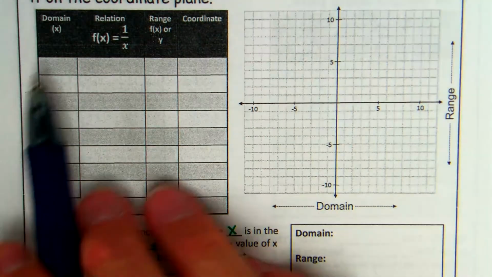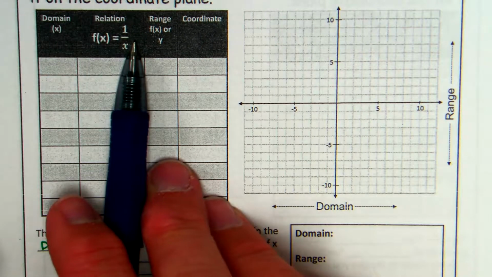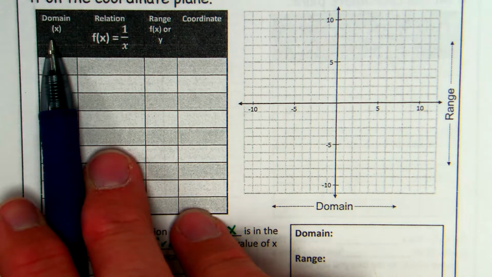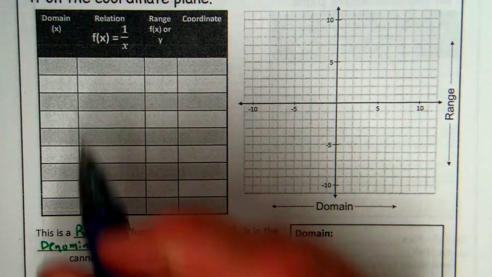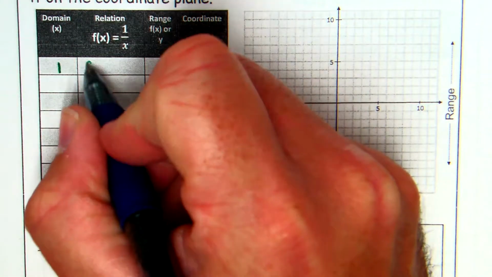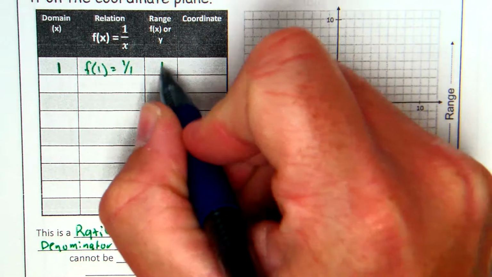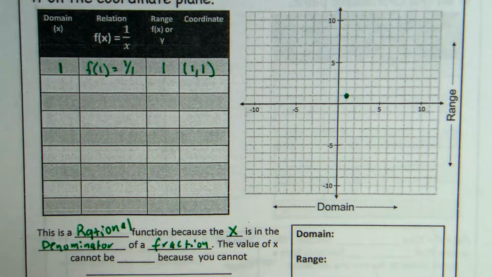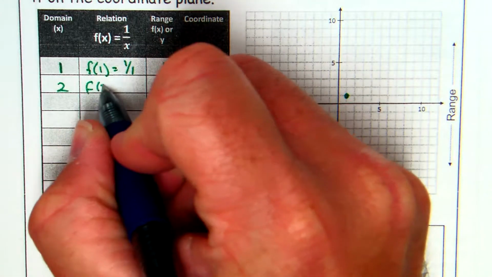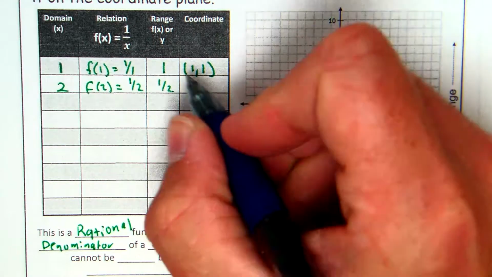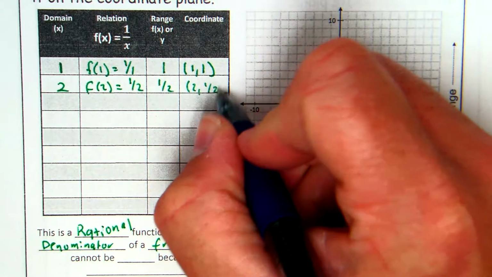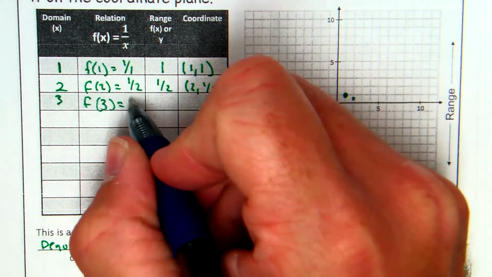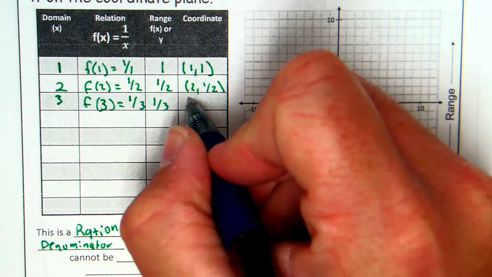And just like before, I'm going to make up some domains. I'm going to plug them in and see what I get to come out. Remember, the goal of our relation, or this function, is to take x's and map them to f of x's or y's. So, for example, if I were to stick in a 1, f of 1 is 1 over 1, which is 1, giving me the coordinate 1, 1, which I then plot on a coordinate plane. If I stick in a 2, f of 2 is 1/2, so I get 2, 1/2. If I put in a 3, f of 3 is 1 over 3, or 1/3.